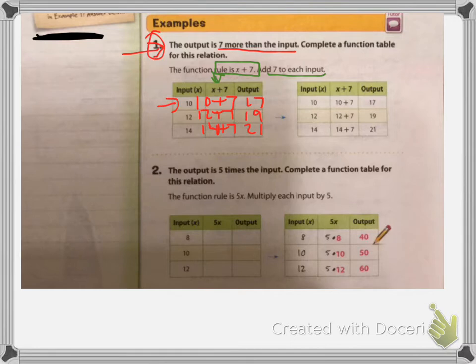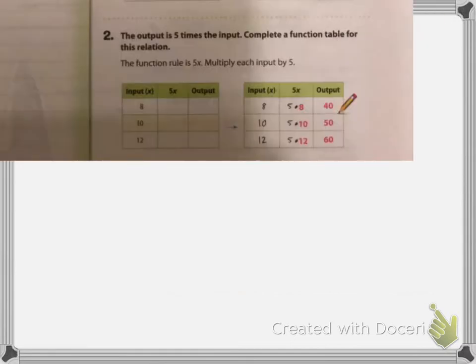That's very, very important. All right, still on the same page, example 2 says the output is 5 times the input. So remember from our last equation section, if you were just trying to write this and you weren't looking at the table, the output is 5 times the input would give you 5x, and this 5x is what goes in for the function rule. So now they put the function rule in as 5x, and then they give you the values of 8, 10, and 12. So what you need to do now is plug in 8, 10, and 12. Let's go ahead and do that.